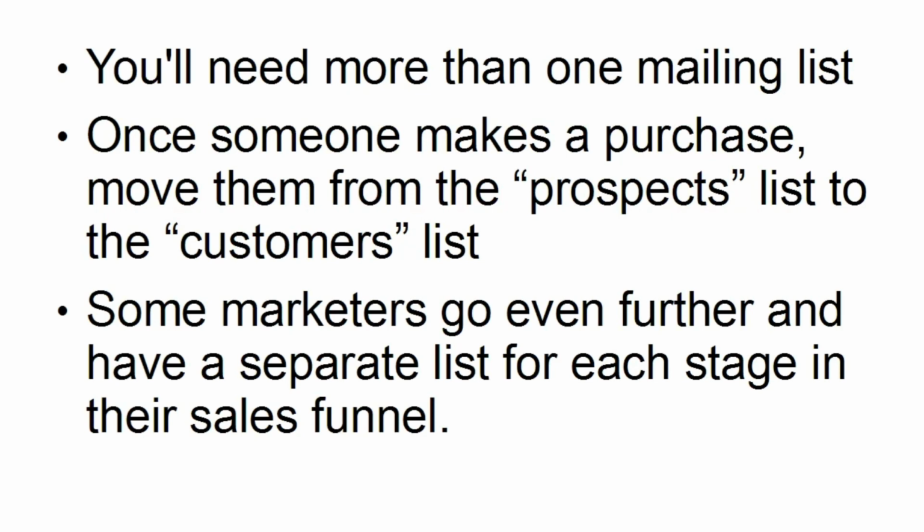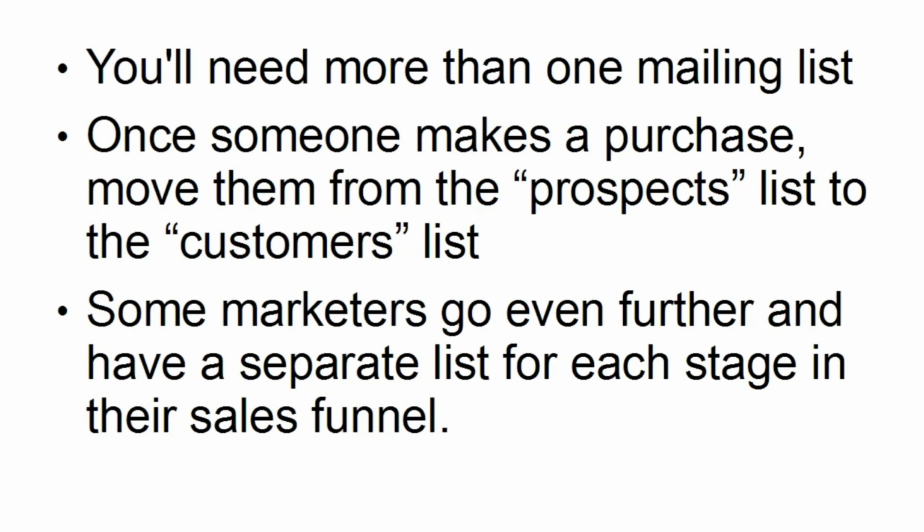And there are some marketers who go even further and have a separate list for each stage in their sales funnel. So once somebody has bought the low or a mid-price product, they get moved on to a separate mailing list and they start being offered the high price products. And then when they bought those, they moved on to higher price products list and so on. So at each stage of the game, they're moved over so that they only get offers that are more expensive and offer better value for money.